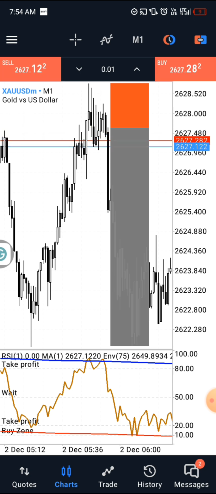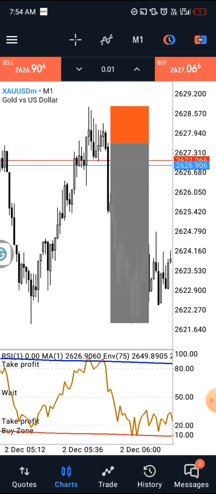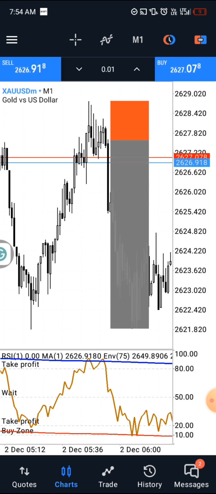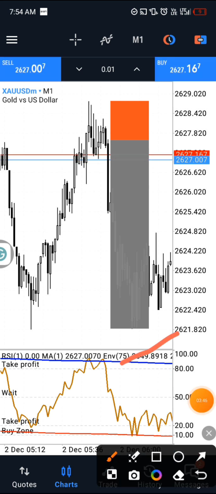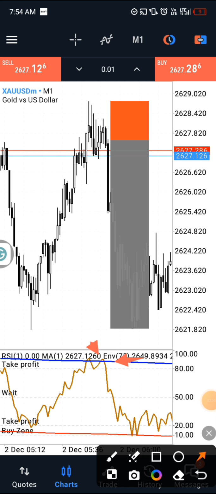So guys, can you see how massive the risk to reward is? Imagine taking this trade when the market got to this point. You took the trade, you're among those who entered the trade. So guys, can you see how good this strategy is?